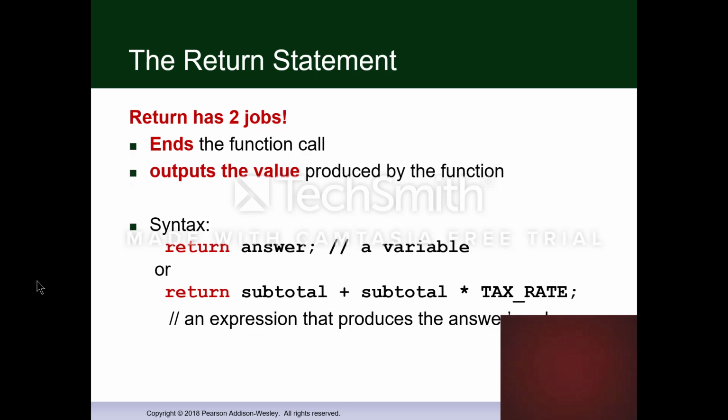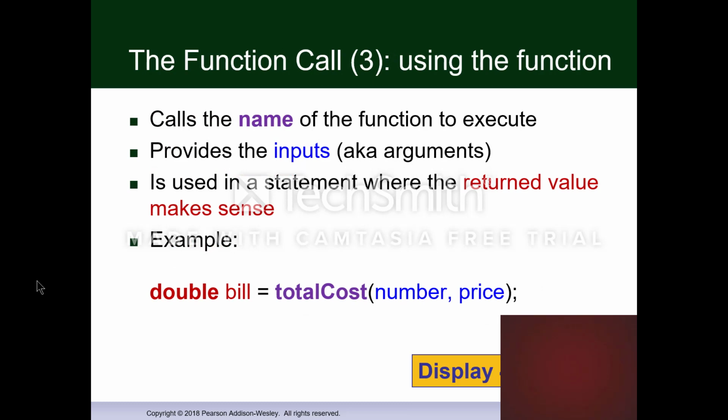The third part of functions is the using part. In order to use a function, we call it by name. So we see here that if we want to use function total cost, we use the name total cost, and we pass as inputs, also called arguments, two values: number, which must be an integer, and price, which must be a double. Total cost will execute the statements that were in its definition and send back the subtotal that was calculated corresponding to the total cost, and that will be assigned here to double variable bill.